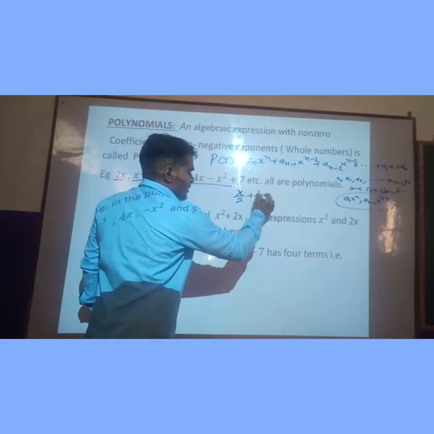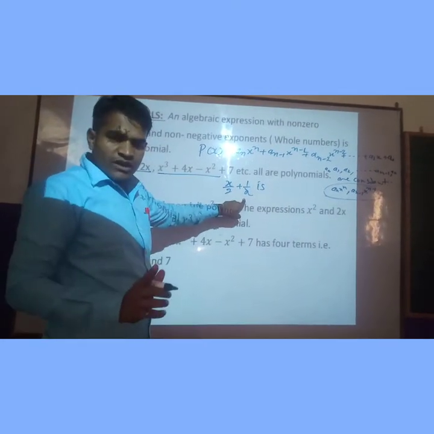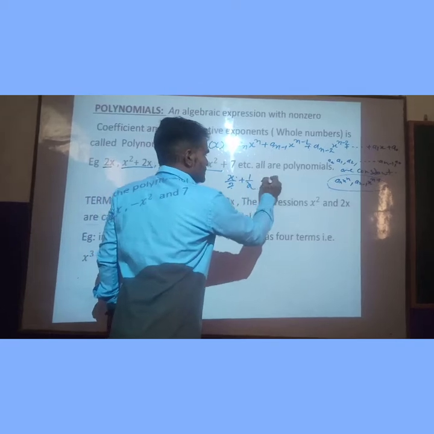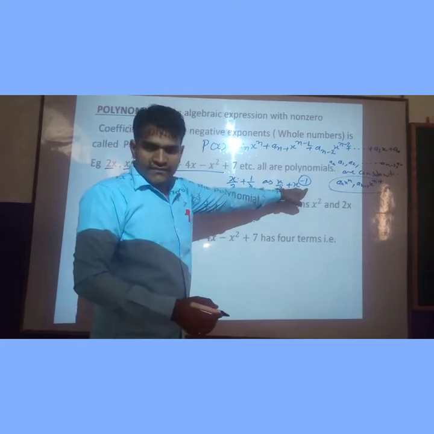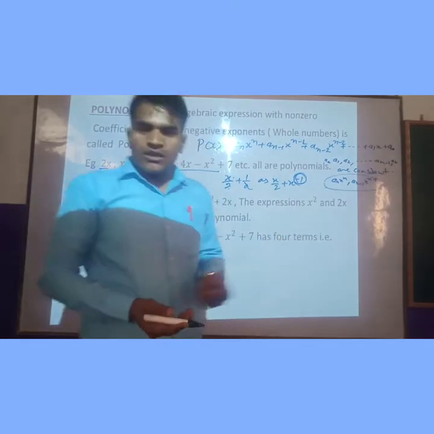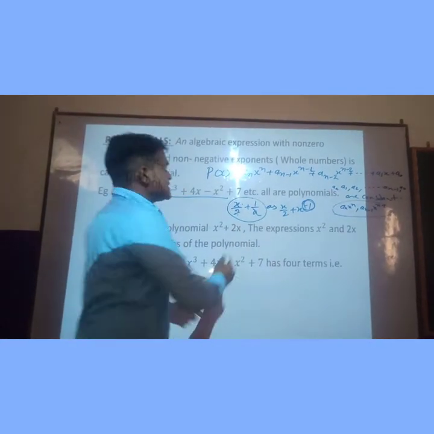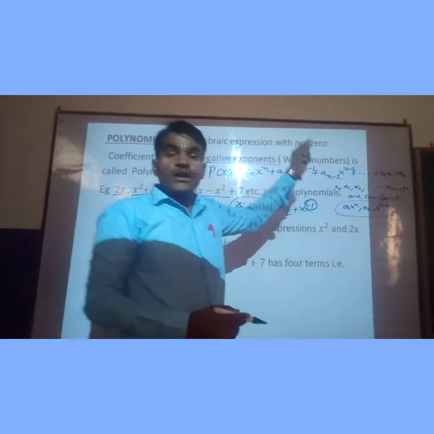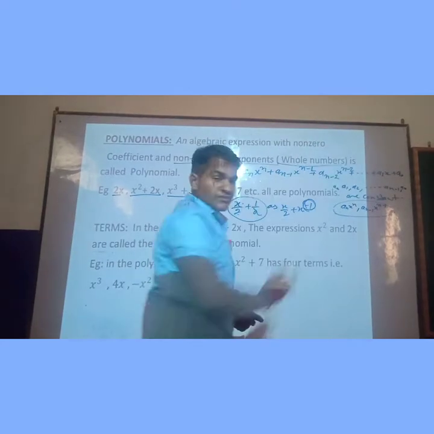Is x/2 + 1/x a polynomial? No. Why? Because we may write x/2 + 1/x as x/2 + x^(-1). The exponent of x^(-1) is minus 1, which is negative. Is minus 1 a whole number? No, it is not a whole number. That is why this is not a polynomial, because in the definition you have to write a non-negative exponent, meaning a whole number. Whole numbers are always non-negative. Understood?